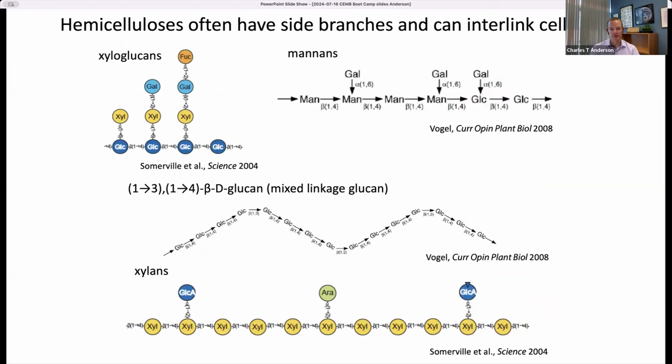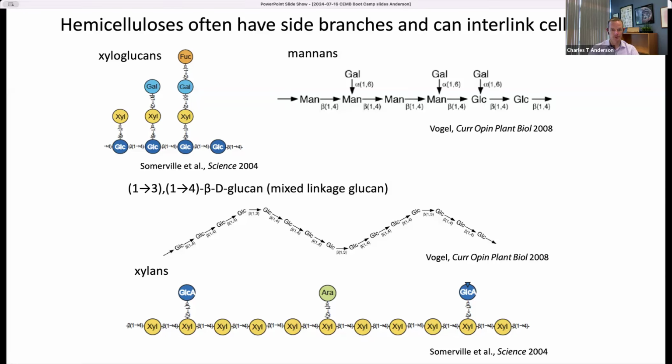Okay, so around the cellulose and interlinking it in the wall is a set of polymers called hemicelluloses. Sometimes these can actually have the same beta-1,4 glucan backbone that cellulose does, but they're often modified with side branches. So this is xyloglucan, which is the most abundant hemicellulose in dicot primary cell walls. It contains side chains that can have xylose, galactose, and fucose. We can have mannans that can be galactosylated to form galactomannans, and they can also be interspersed with glucose to form glucomannans.